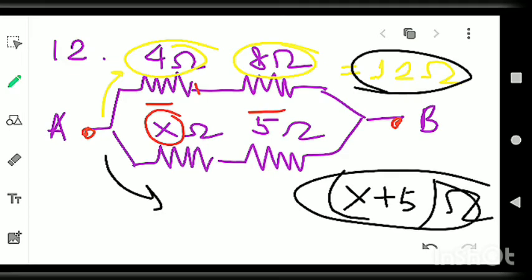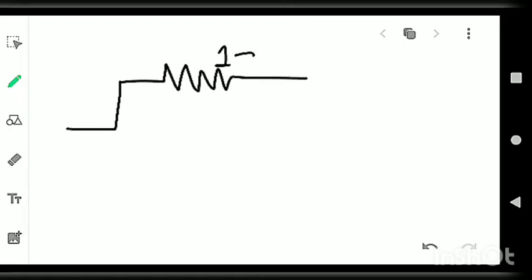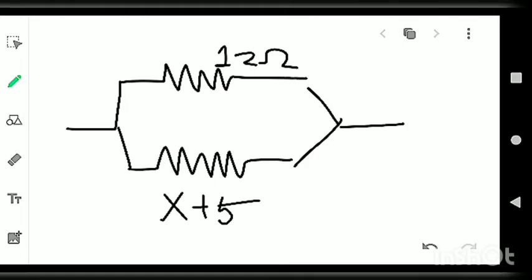Now we can see these two are in parallel. These two portions are in parallel. So the net circuit reduces to be like, the upper portion is 12 ohms and the lower portion is x plus 5 ohms with our points A and B.